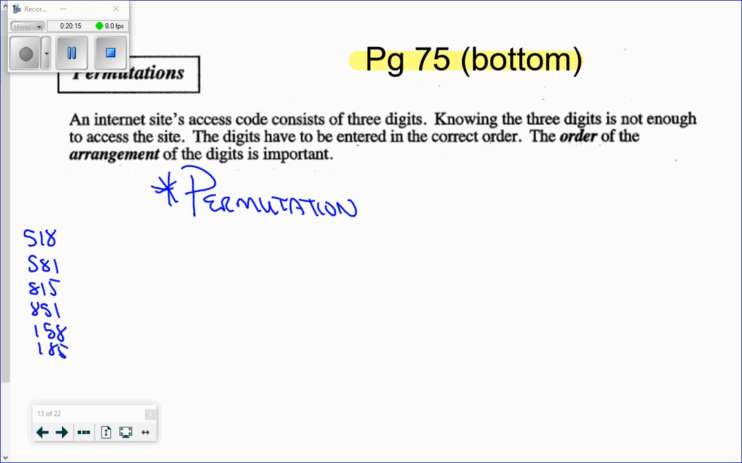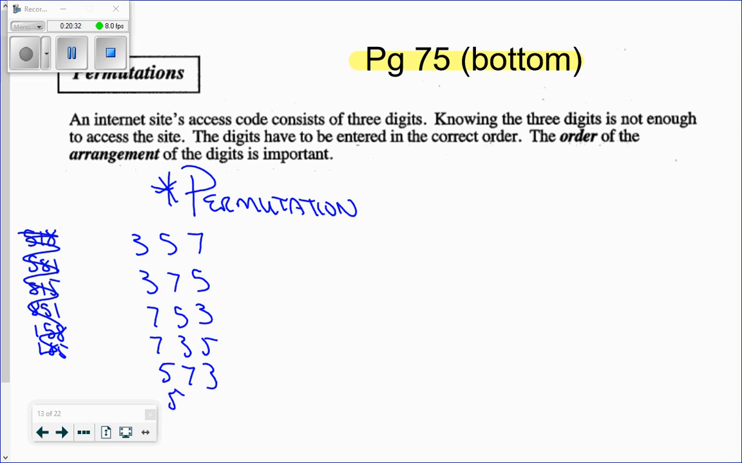So it says list all the arrangements that John could use. Oh, they have the numbers 357. So let's just go with 357. So we got 357, 375, 753, 735, 573, 537. So there's 6 possible codes.